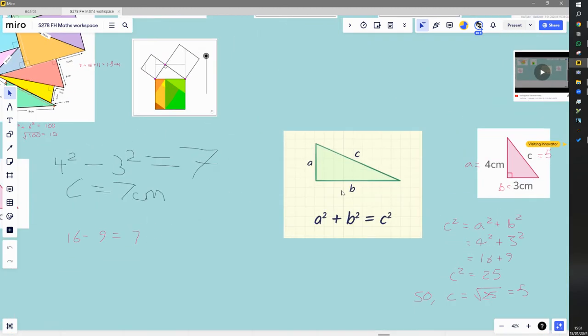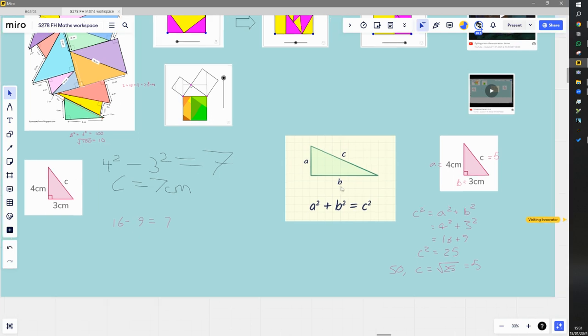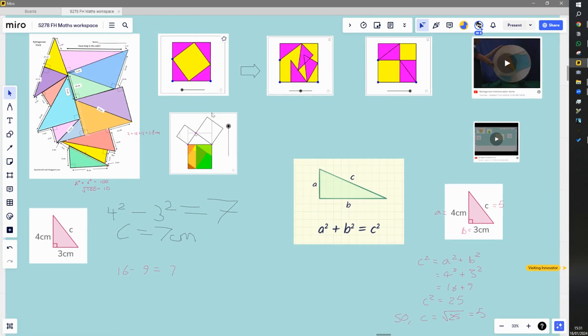So this equation, let's just make sure we understand what it's saying. It's saying that a squared plus b squared is equal to c squared. Now, we've got these different simulations, and we've got a video here.